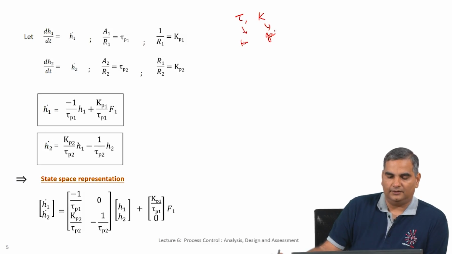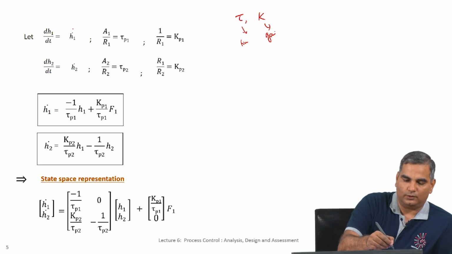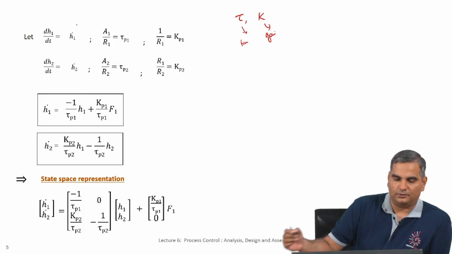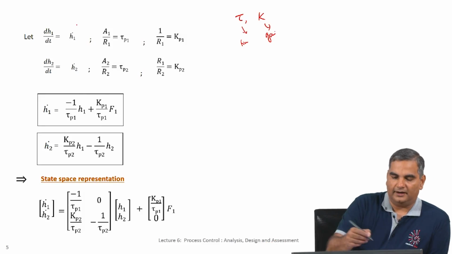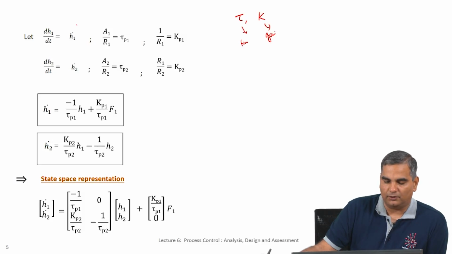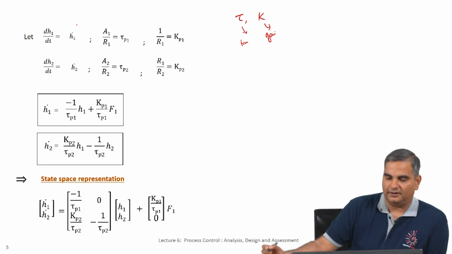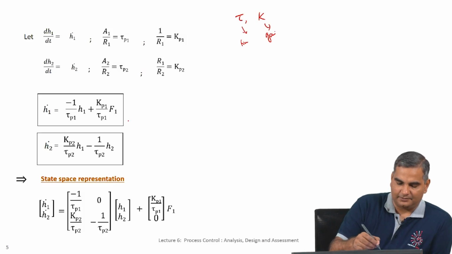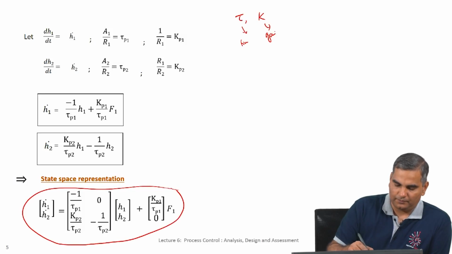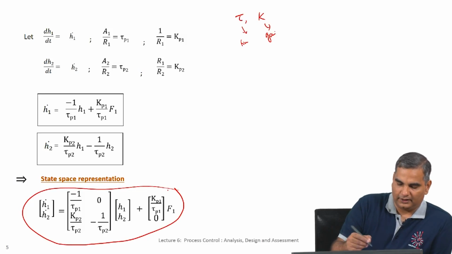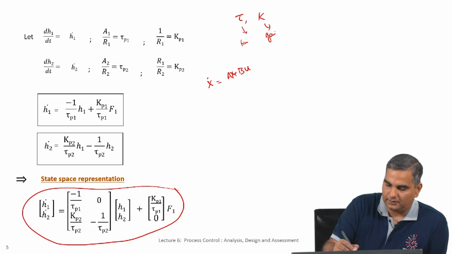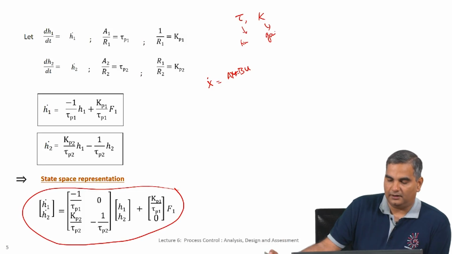In this case, I define dH1 by dt as h1 dot, dH2 by dt as h2 dot, and I define two time constants tau p1 and tau p2, and also kp1 and kp2, and do some algebra, and finally I get this state space form. So, this is the important form. Now, notice that you can look at this as x dot equals Ax plus Bu, as we mentioned at the beginning of this lecture.